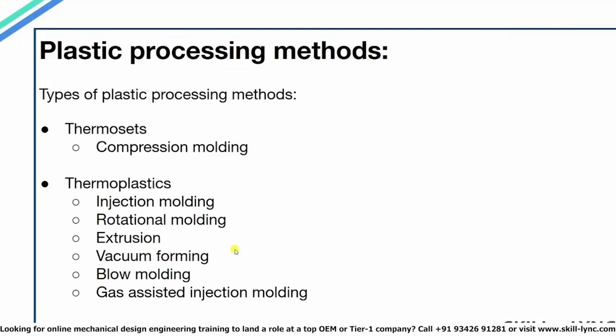Let's move on to the plastic processing methods. Injection molding is not the only plastic processing method available to us. There are many other methods as shown in this slide, and I will be giving a brief explanation on all the processing methods. But we won't go into much detail as the focus of our course is the injection molding process. For thermosets, we have compression molding. In thermoplastics, we have injection molding, rotational molding, extrusion, vacuum forming, blow molding, and gas-assisted injection molding.